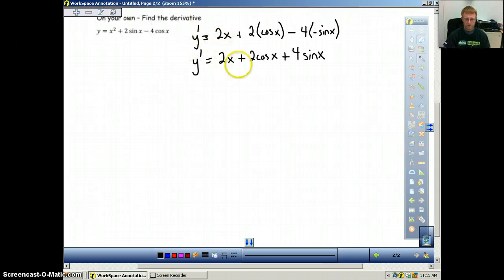Okay, so you see the answer that you have here. Again, the derivative of x squared is 2x. The derivative of 2 sine of x is just 2 cosine of x. And the derivative of 4 cosine of x is 4 negative sine of x. And then this negative and this negative would cancel out to become a positive. So that's how you get that.